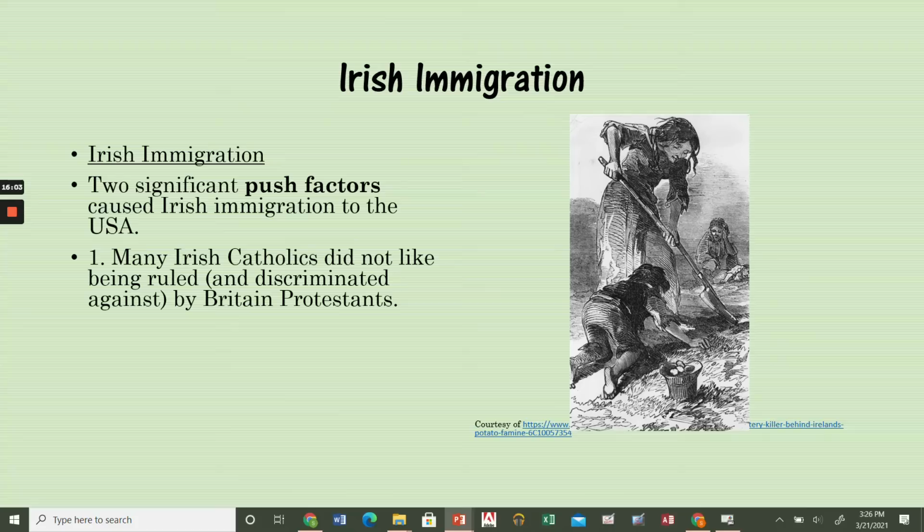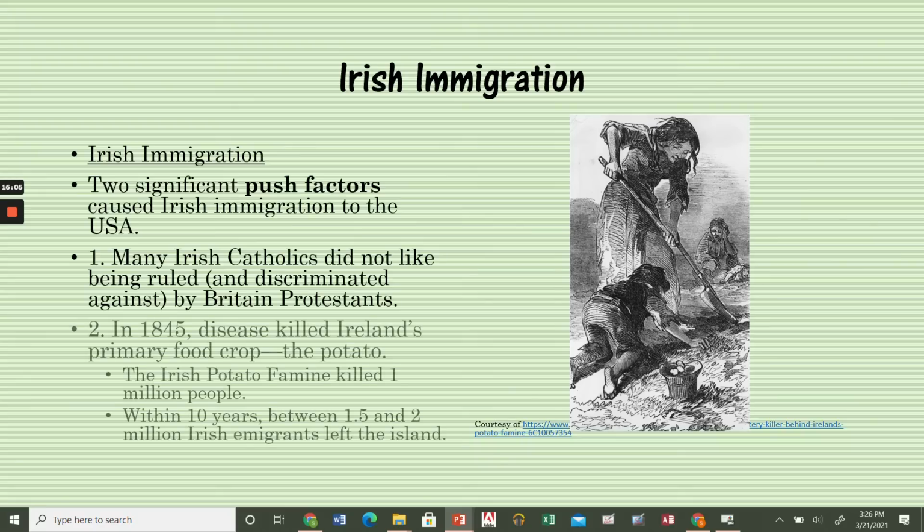So that was one of the reasons Catholics would move to America, or that was one of the push factors, excuse me. The second big push factor of why they wanted to leave Ireland was what's called the Irish potato famine.